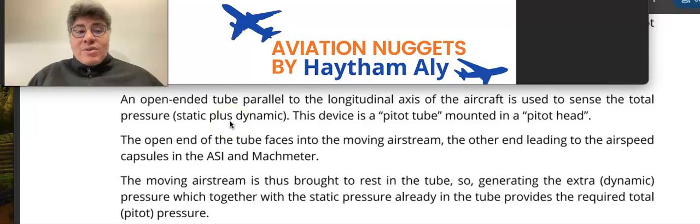It is located on the fuselage or on the wing. It is parallel to the longitudinal axis of the aircraft. It senses the total air pressure, static plus dynamic. Okay, static plus dynamic.